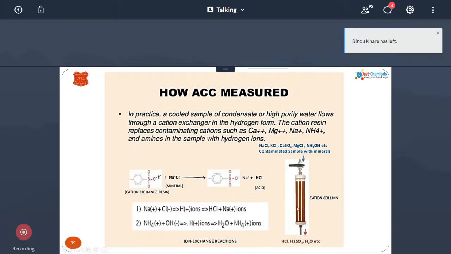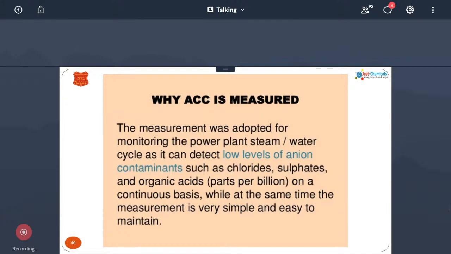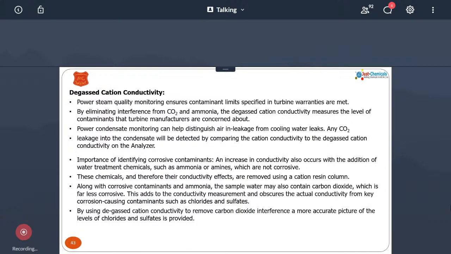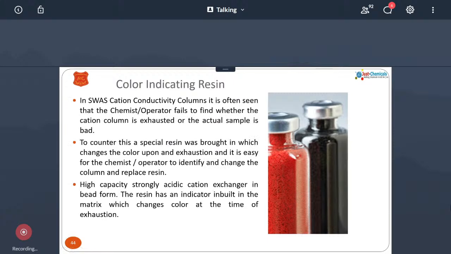Now, a new thing has come recently, which is color changing resin. These color changing resins are used in the SWA system, the steam water analysis system. When they are regenerated, they are greenish or purple in color, and when they are exhausted, they become red. So we chemists can instantly recognize that this needs to be changed. We tell C&I people to please isolate the system and give us the column, we will change the resin and give it back to them. This is how this advancement has happened.